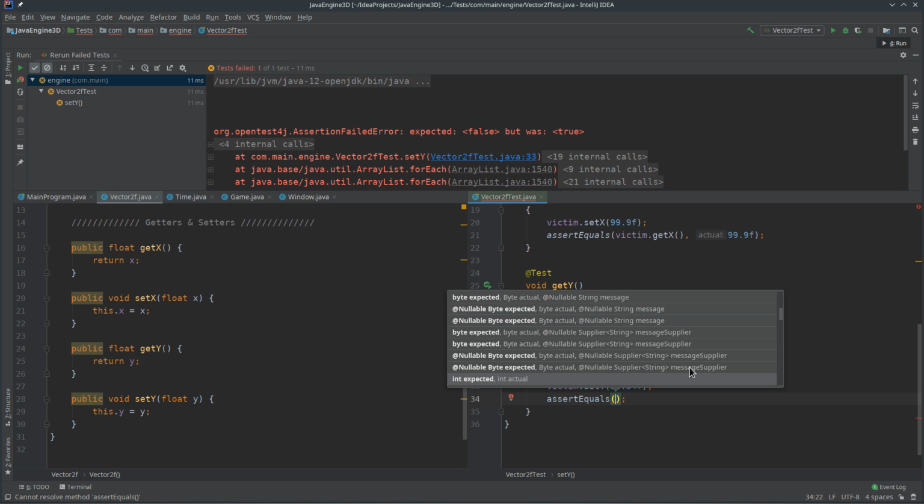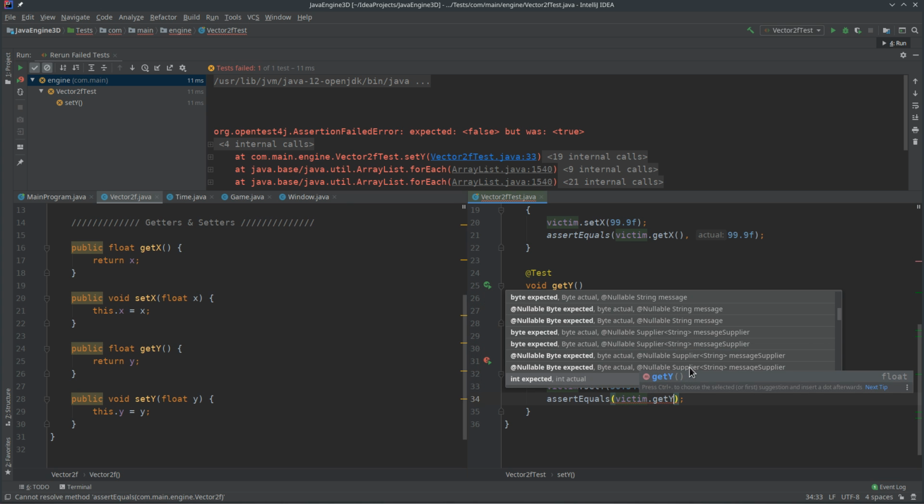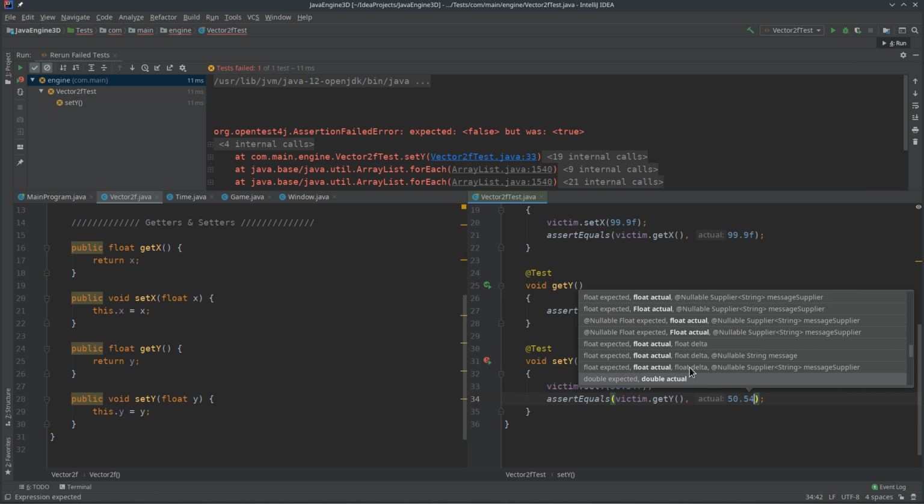I'm going to talk more about this as we get deeper into it, and you'll see why it works. What we're doing now: victim dot get y, and that should now be 50.54f.